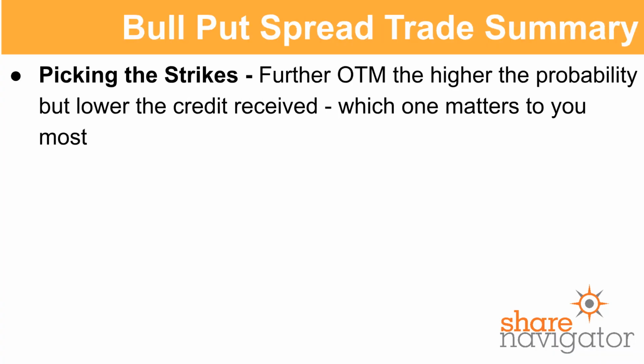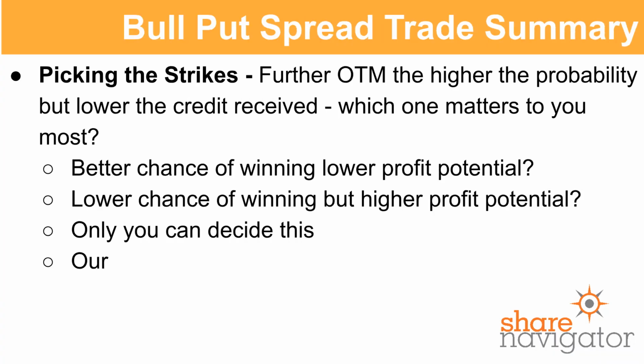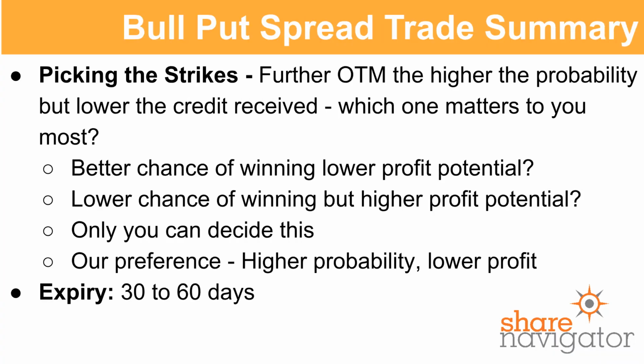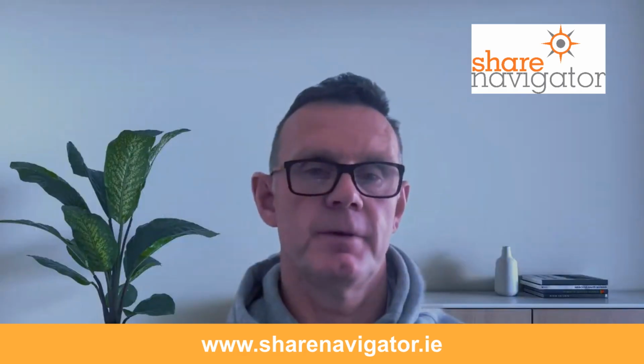Okay, to summarize the bull put spread trade, picking the strikes. Further out of the money you go, the higher the probability, the lower the credit you receive. Which one matters to you most? Everyone's different in this. The more you go out of the money, the better chance you have of winning. And then the more profit you want to make, you've got to go in the money with the put options. And everybody is different in this. Personally, I prefer the high probability way. And finally, just pick expiries 30 to 60 days out. So that's it for the bull put spread.